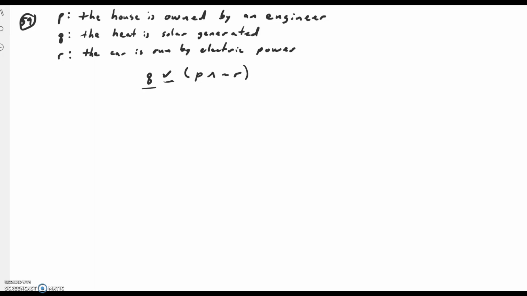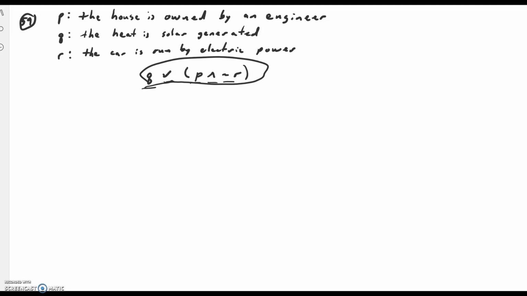And so it says, or the house is owned by an engineer, that would be P, and then it says the car is not run by electric power, so that's not R. So this is my translation, and now I need to make a truth table for it.